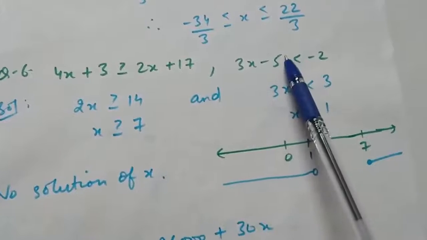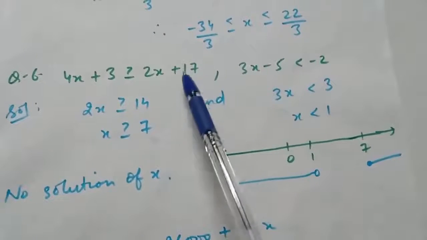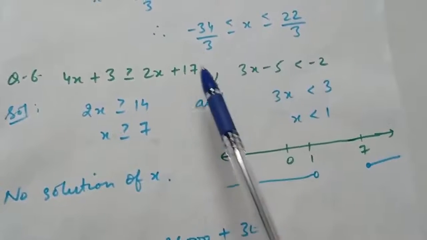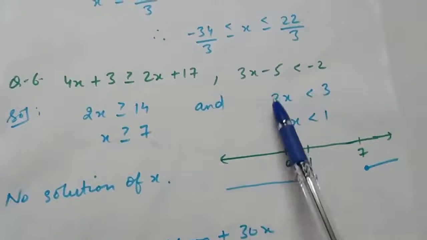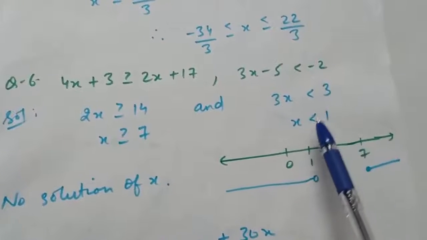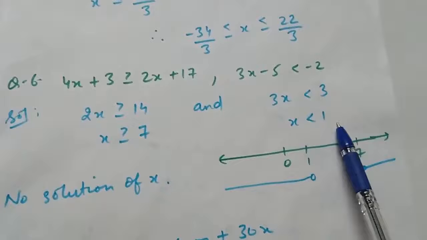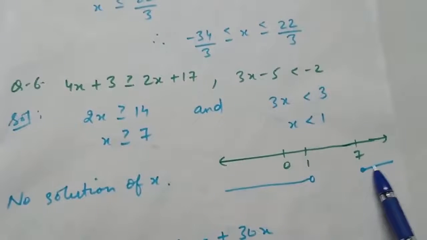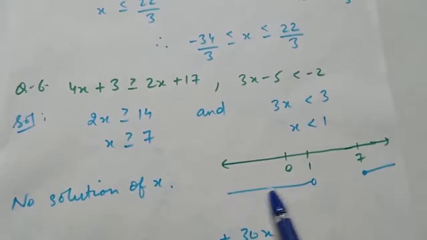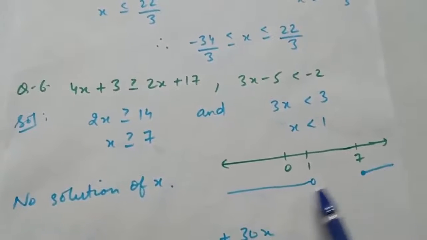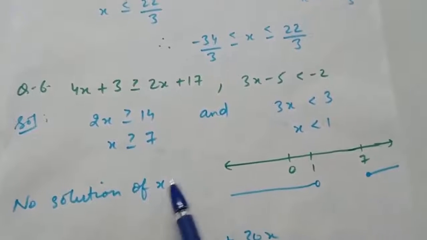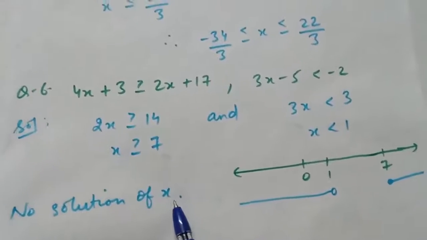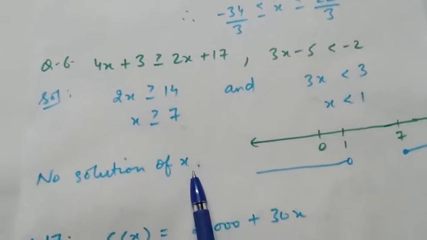And for the second, by 'and', because we have to take the intersection of these two inequalities. So 3x < 3 or x < 1. Now the intersection of these two will be x ≥ 7 and x < 1. So we can see there is no intersection. So the solution is φ, no solution of x. Clear?